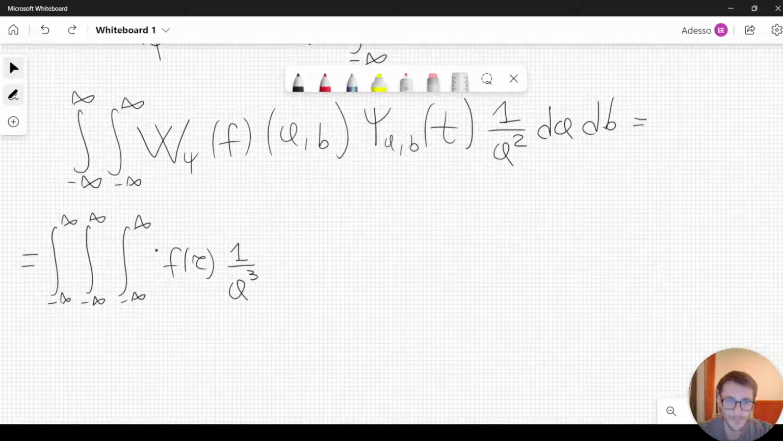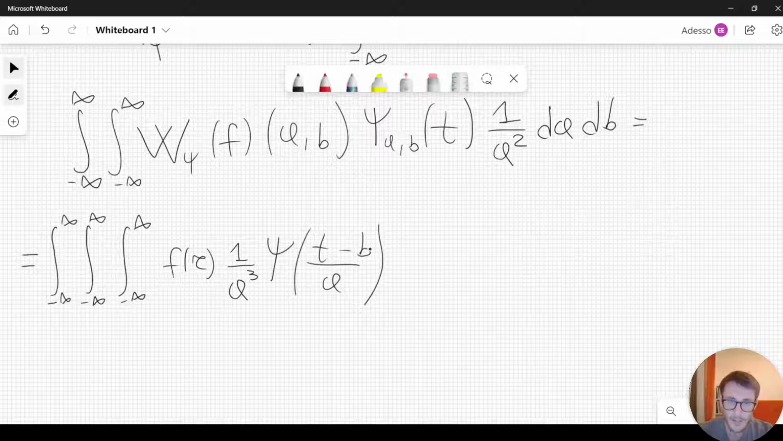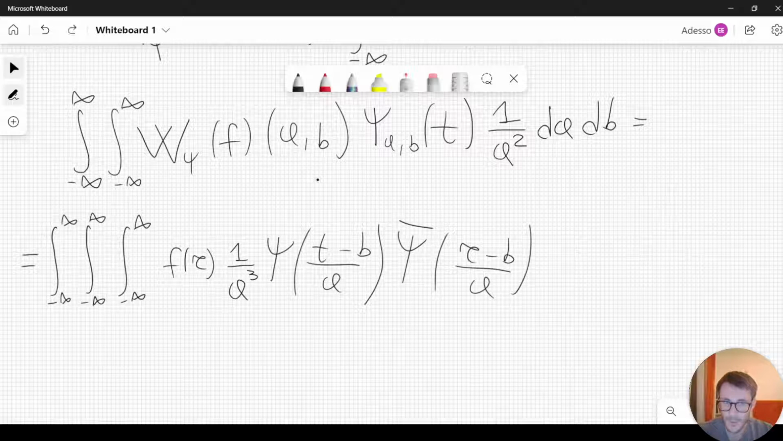And then I have psi of (t minus b) over a, and this simply comes from here. But I also have psi bar of (tau minus b) over a, and that comes from the definition of the wavelet transform. And then I have to integrate over a, over b, and over tau. I can swap the order of integration because all these integrals are performed from minus infinity to plus infinity, so the order doesn't matter in this case.